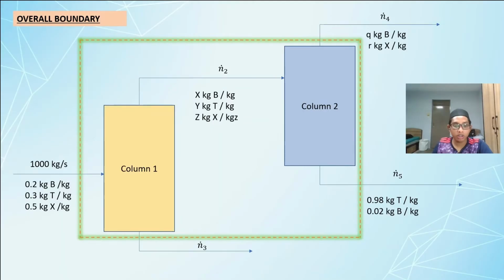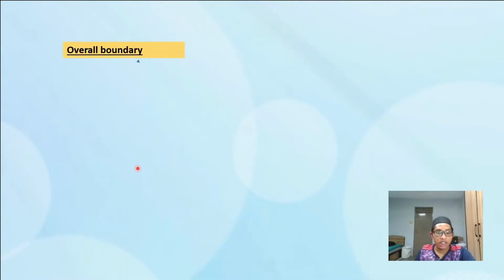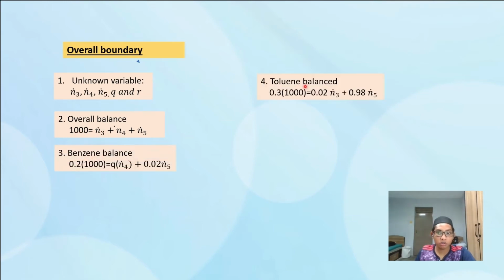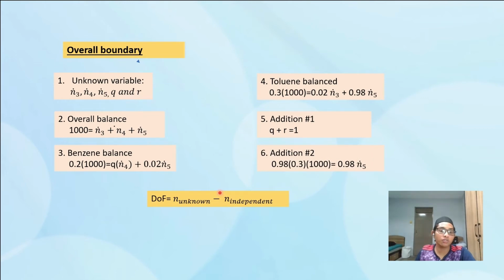To solve this kind of problem, we will look into the overall boundary first. In the overall boundary, we will have 5 unknown variables, which are N3, N4, N5, Q and R. The second step is we need to find the number of independent equations. So we will have overall balance, mass input equal to mass output, benzene balance, toluene balance, and another two are the additional equations. The third step is we need to find the degrees of freedom, which is the number of unknown variables, 5, minus the number of independent equations, 5.